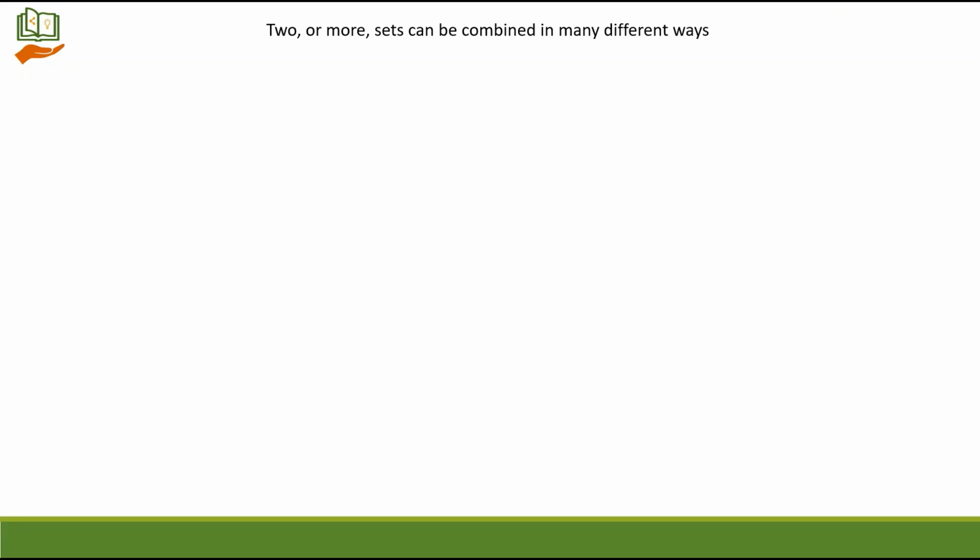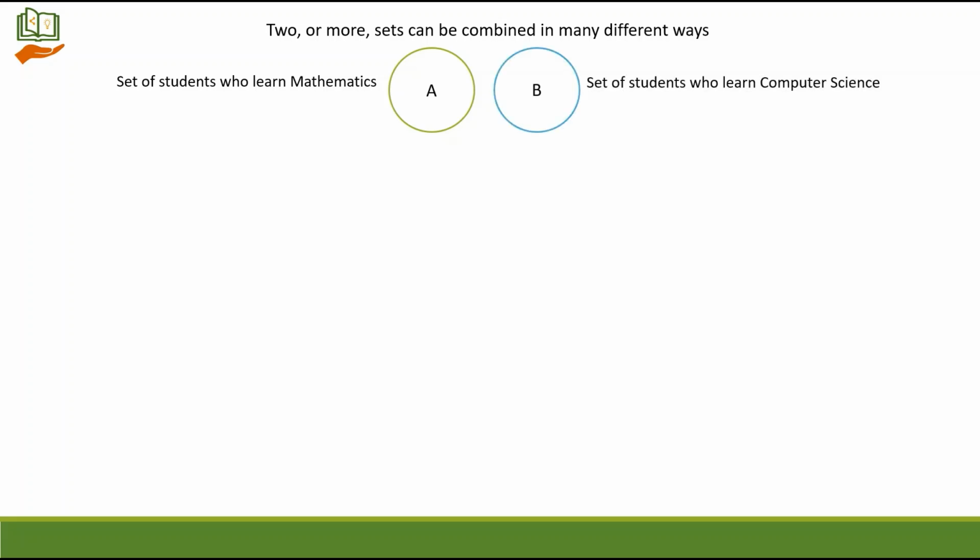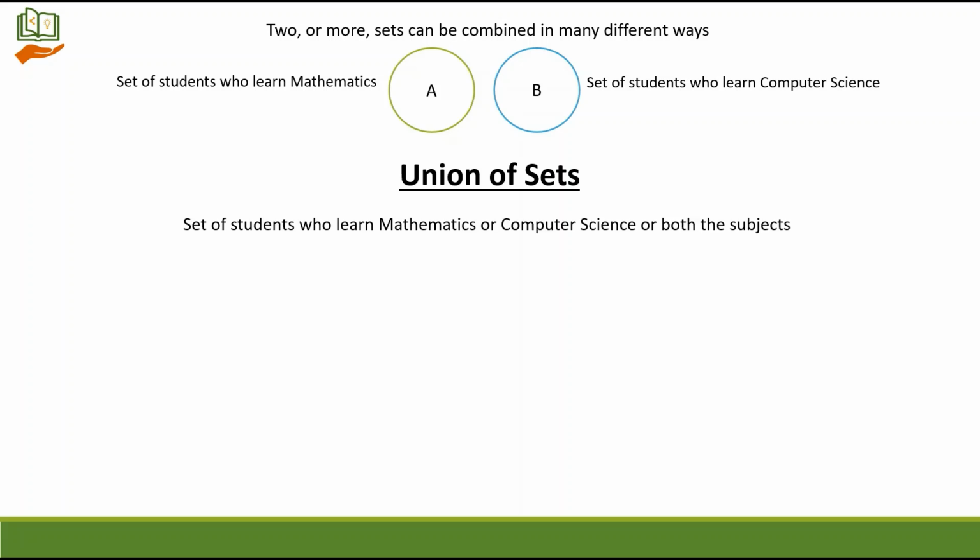But first we have to pick some example so that you can follow it for every operation. Let's take set A. This will be referring to the set of students who learn mathematics. Let's take set B. This refers to the set of students who learn computer science. The first operation that we are going to see in sets will be union of sets. What is union? We have to find the set of students who learn mathematics or computer science or both the subjects. We have to include set A elements. We have to include set B elements in this union of sets.